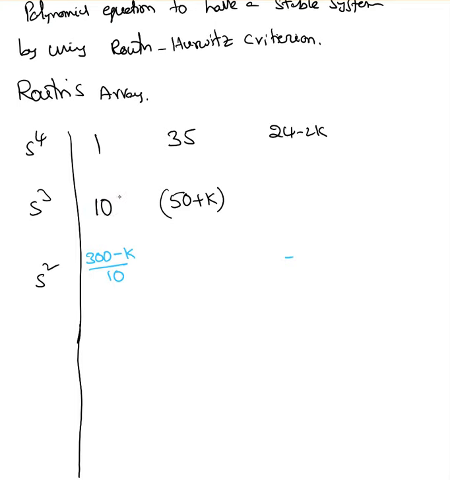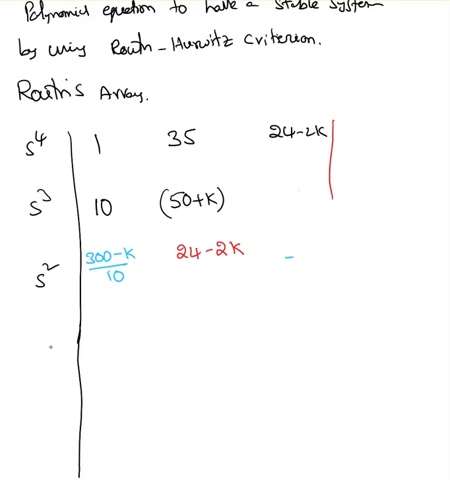Now to find the next element, we'll keep these two elements the same. I'm going to take these two, and if you don't have anything, it's 0. So multiply these two: 24 minus 2k times 10 minus 0 times 1, which is 0, divided by 10. So we'll end up with 24 minus 2k. Okay, so we're done with that.